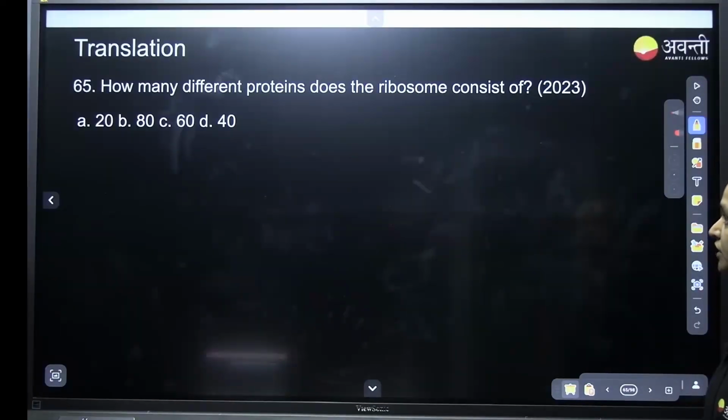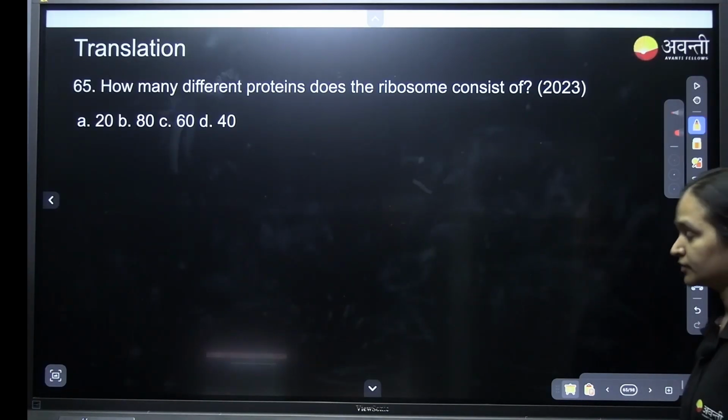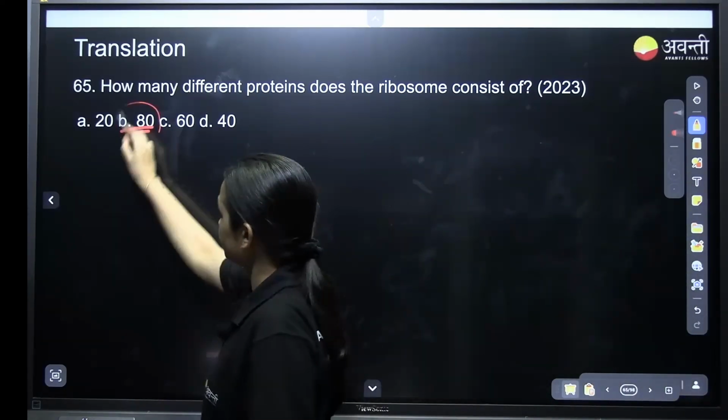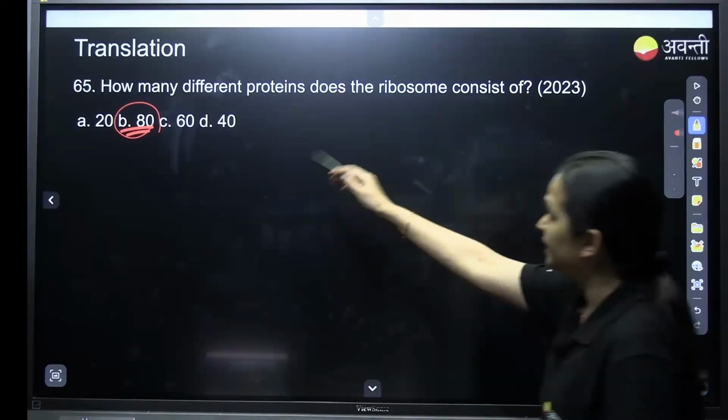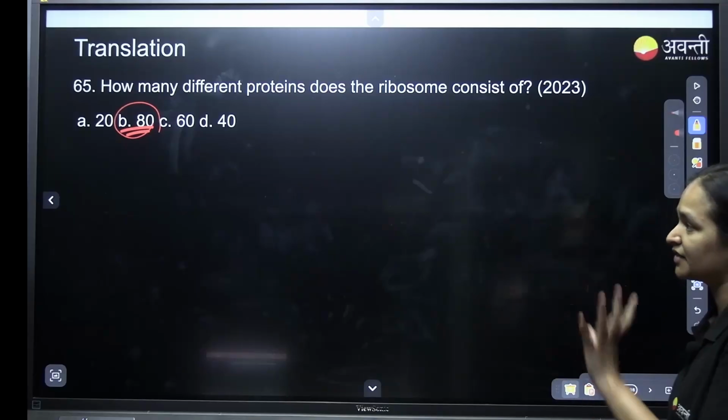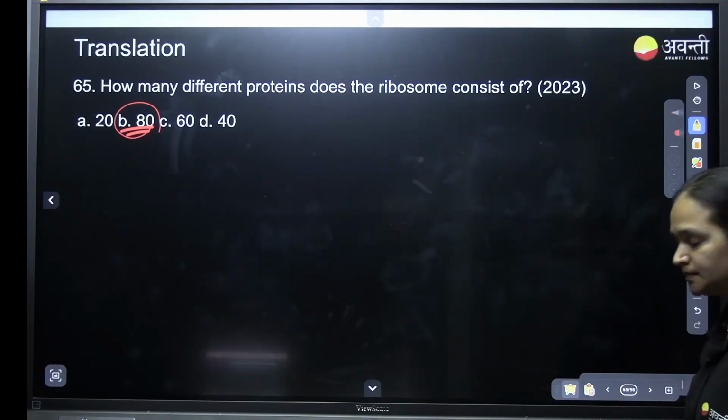How many different proteins does the ribosome consist of? Do you know? It is 80 different proteins. This is a factual question, just remember it: 80 different proteins.